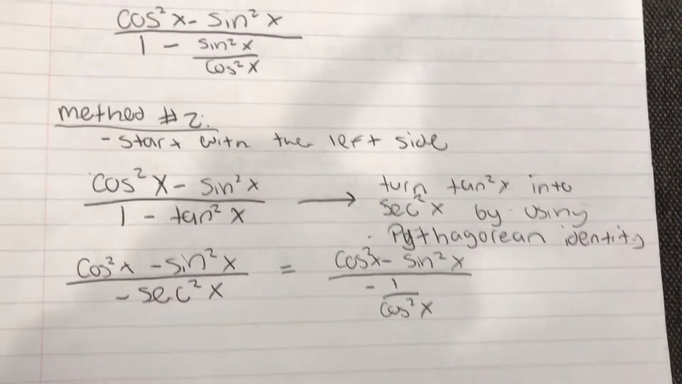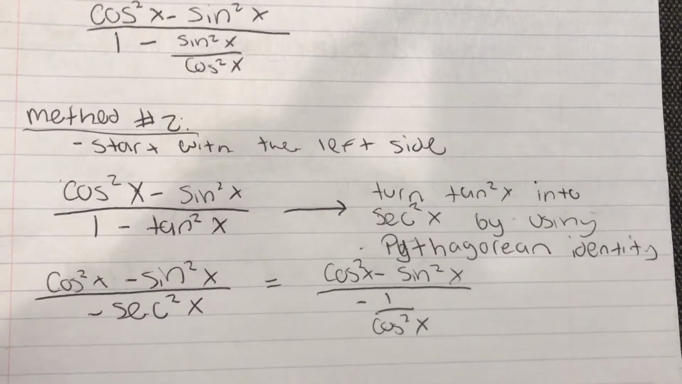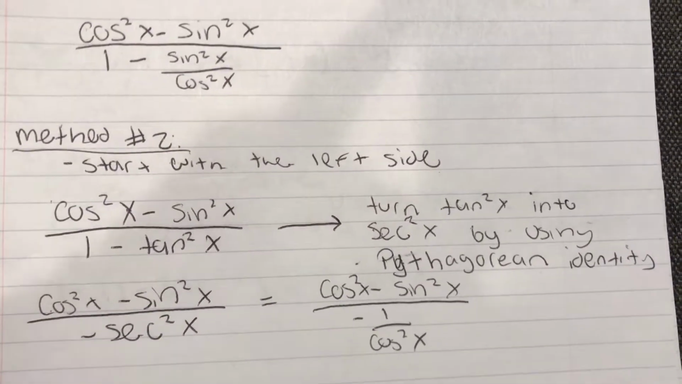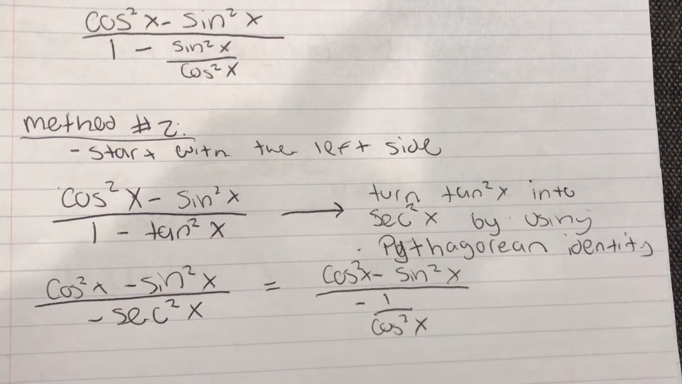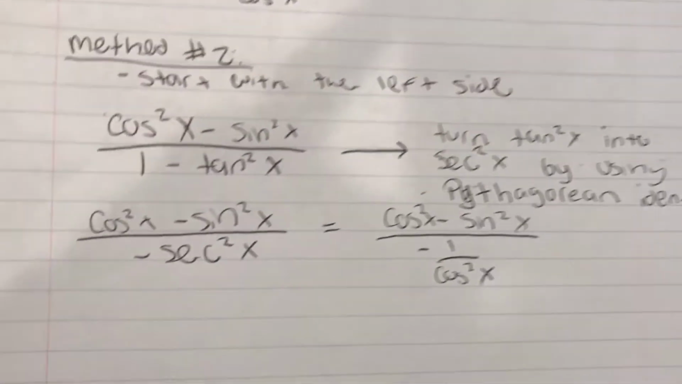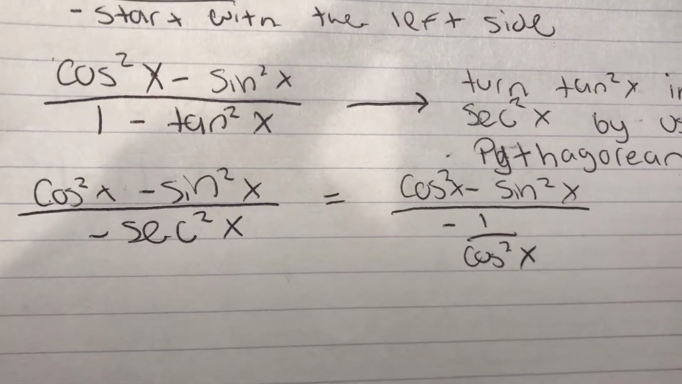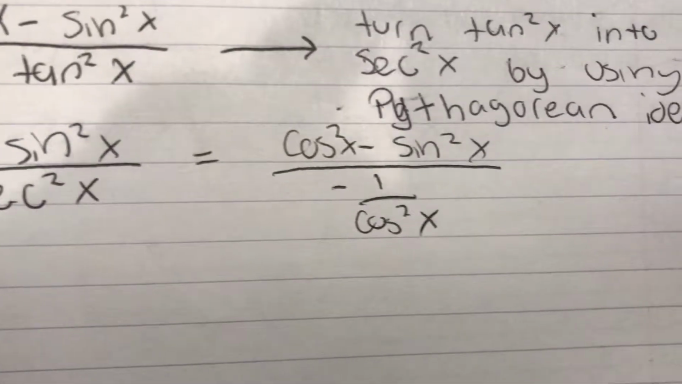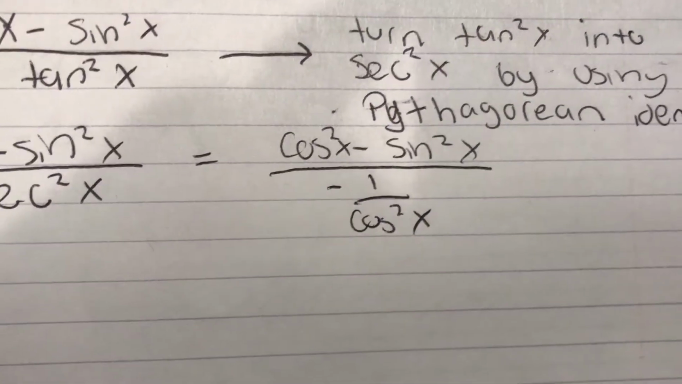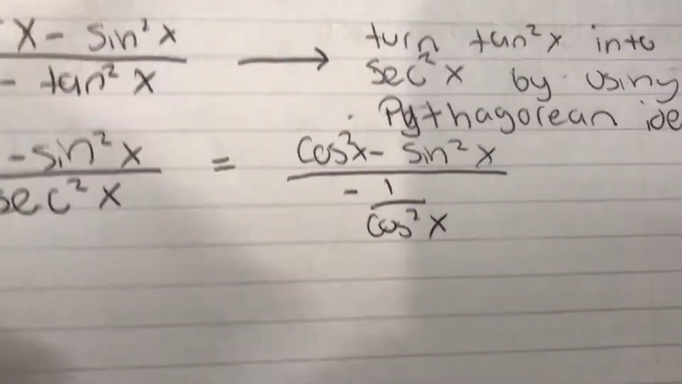For method 2, we're also going to start with the left-hand side. We're going to turn tangent squared x into secant squared x by using the Pythagorean identity. And so we have cosine squared x minus sine squared x over secant squared x, and this will then give us cosine squared x minus sine squared x over 1 minus cosine squared x.